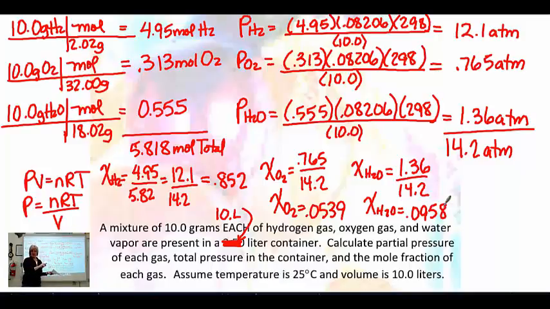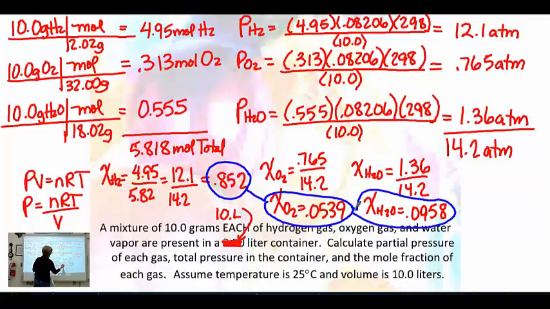Mole fractions always add up to 1. Recall percent composition adds up to 100. Mole fraction adds up to 1. And if I add together my hydrogen and my oxygen and my water, you'll find that the total is 1.